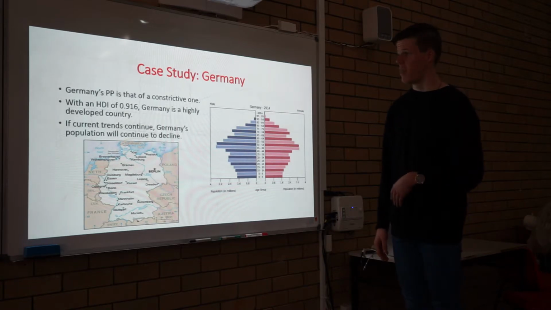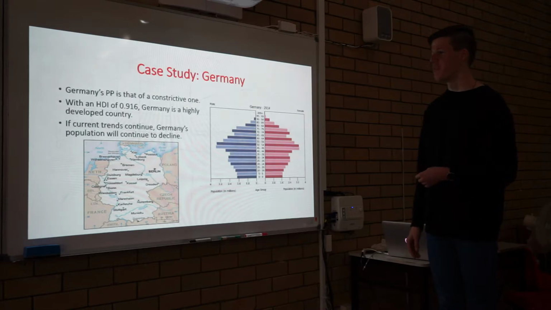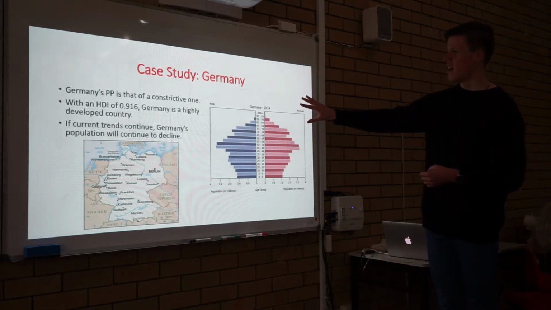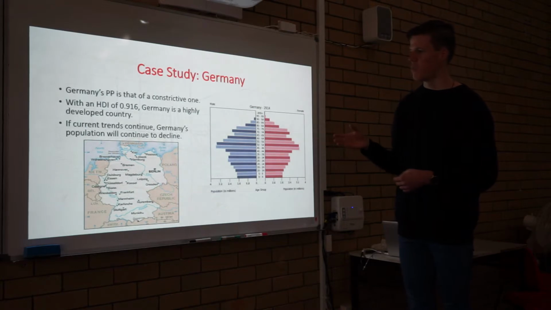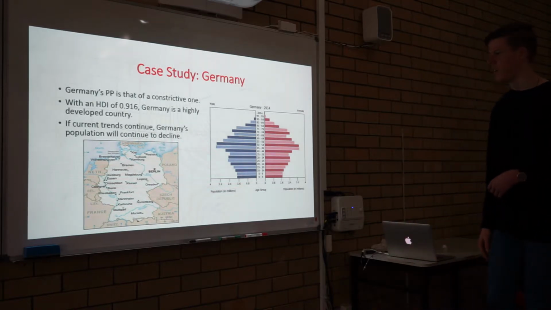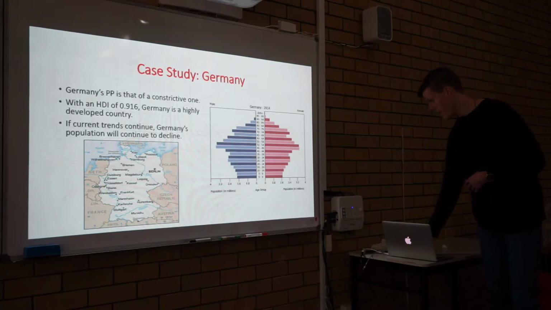If current trends continue, Germany's population will continue to decline, leaving them with a higher ageing population with a lot of people at the top and a smaller population down the bottom. There is one good thing about this though, is that Germany has very good healthcare, so the older people will be able to be looked after very well.